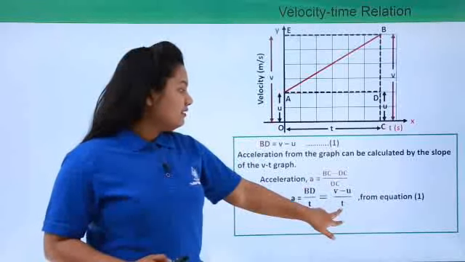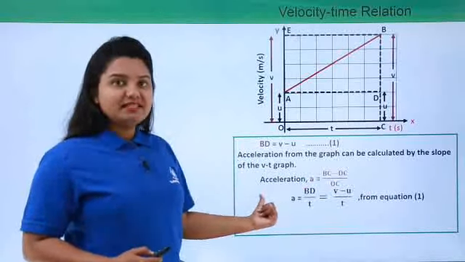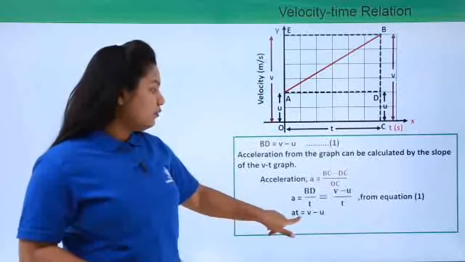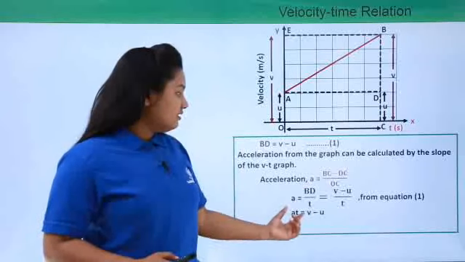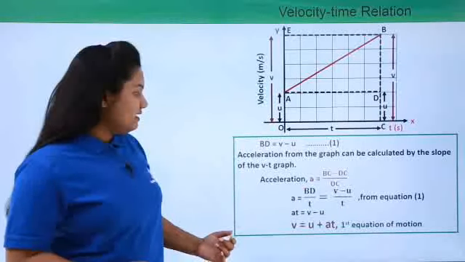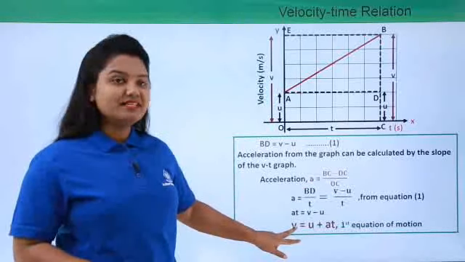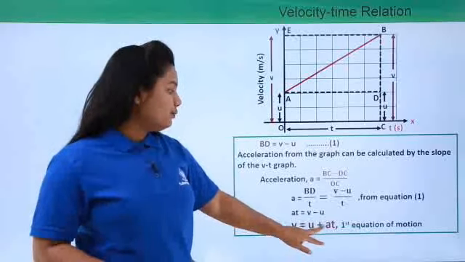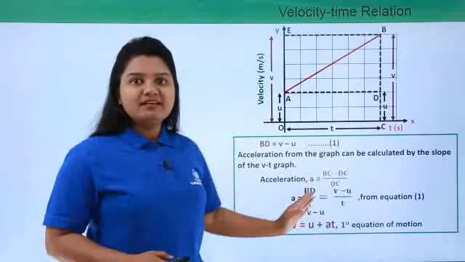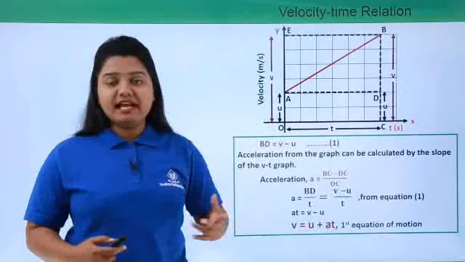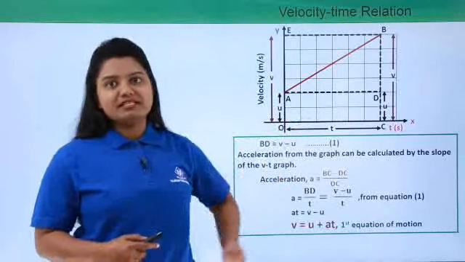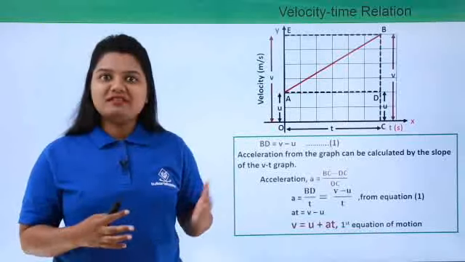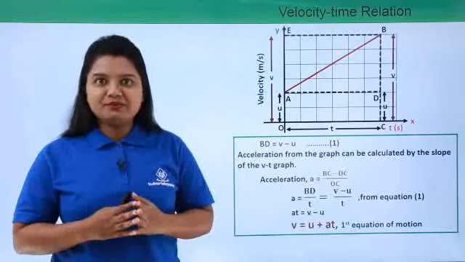So on taking this t to the left hand side, we get at equals v minus u. Now on interchanging the terms here, we get finally the first equation of motion, which is v equals u plus at. So here is our first equation of motion that we have derived from a graphical method using this velocity time graph. I hope this derivation was understandable to you.